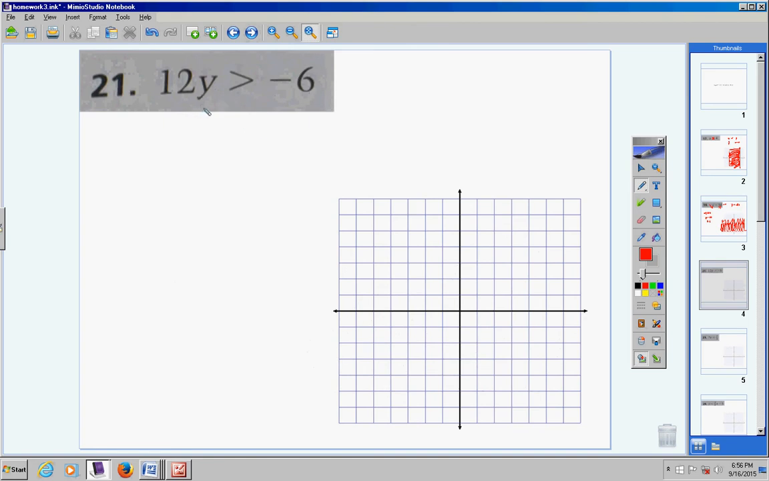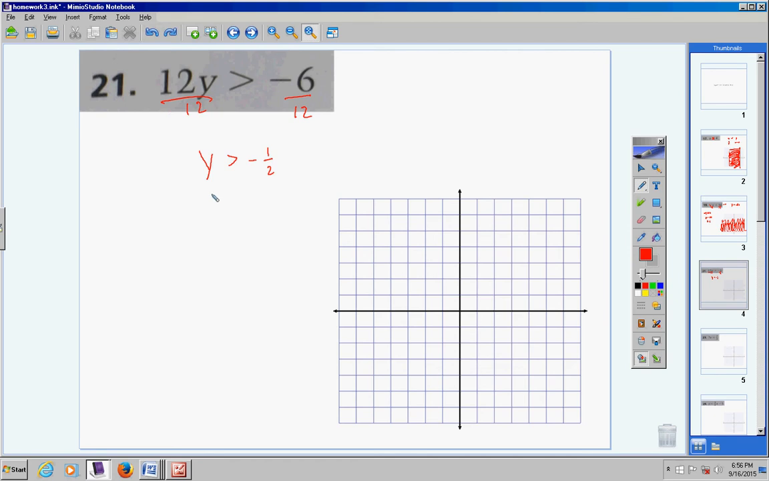Okay, 12y is greater than negative 6. All right, I'm going to divide both sides by 12. I guess I'll do that first. And I'm left with y is greater than negative 1/2. Okay, so I divided both sides by 12. I did not turn the arrow because we did not divide by a negative 12. It was a positive 12.